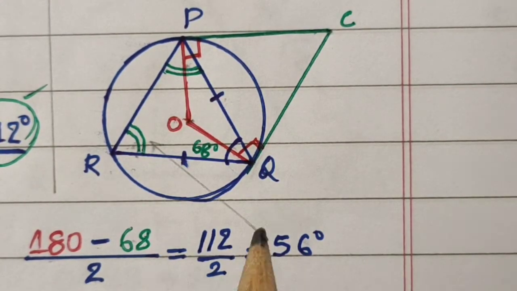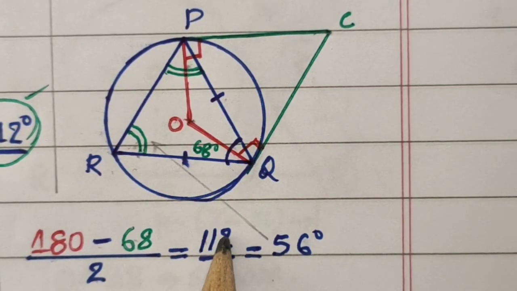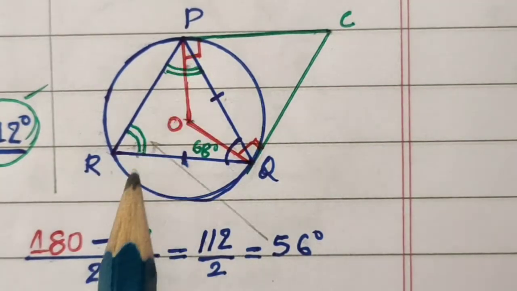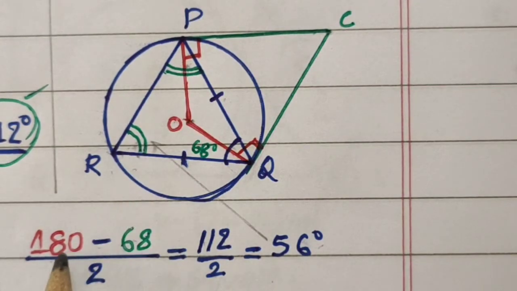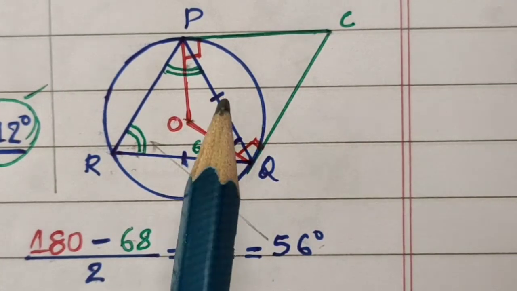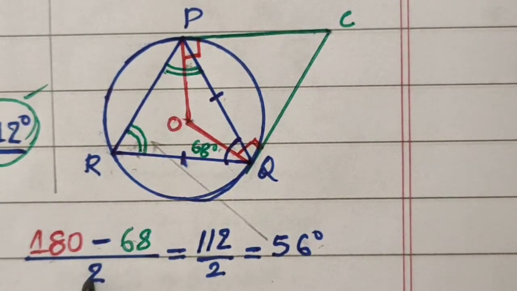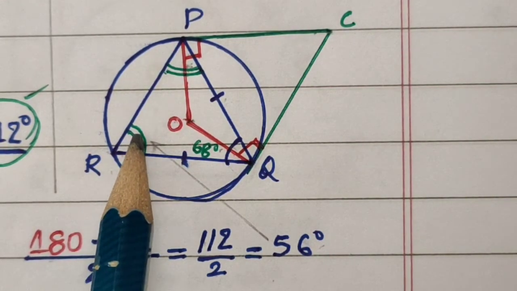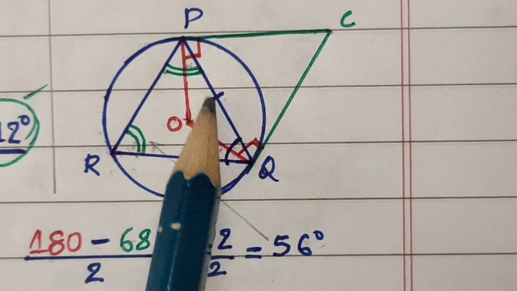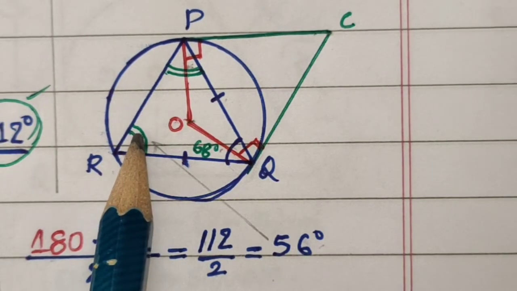Therefore, 180 minus 68 will give 112, divided by 2. These two angles are equal, so 180 minus this angle will give the sum of these two. When we divide that by 2, we get the value of this angle. That has become 56 degrees. By using the isosceles triangle, we found out the value of this angle.